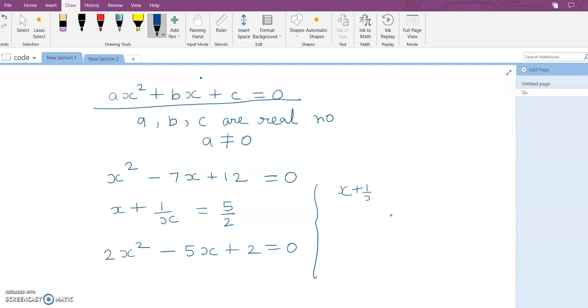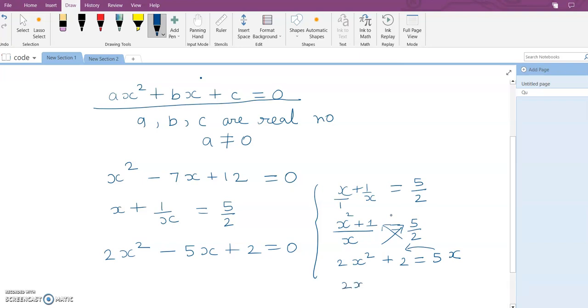So x plus 1 upon x equals to 5 by 2. We will take LCM of x here. It is 1. So it will be x square plus 1 equals to 5 by 2. Now we will multiply it like this, cross multiplication. So it will be 2x square plus 2 equals to 5x. Now 5x will come here. So it will be 2x square minus 5x plus 2 equals to 0. So this is first type of quadratic equation, and this is second type of quadratic equation.